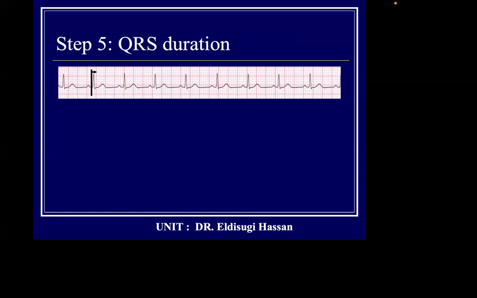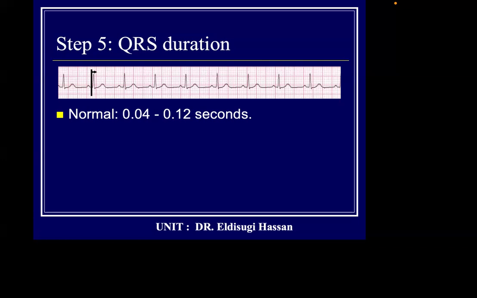So then after the PR interval, you come to assess the QRS complex. The normal QRS complex is usually around one small box to less than 3 boxes, usually around 0.04 second to less than 0.12 seconds. If the QRS complex duration is more than 0.12 seconds, we say the QRS complex is, what do you call it? Wide QRS complex. The normal QRS complex is the narrow QRS complex, usually around one or two small boxes, 0.04 up to less than 0.12 seconds.